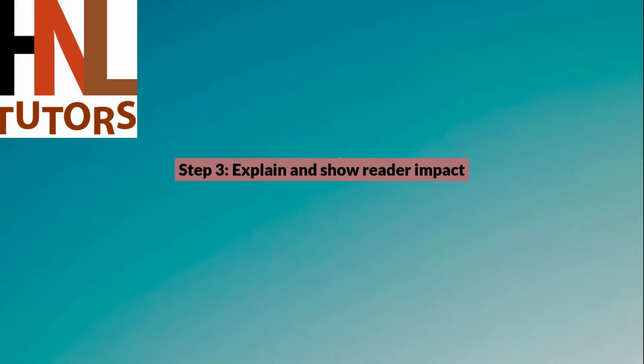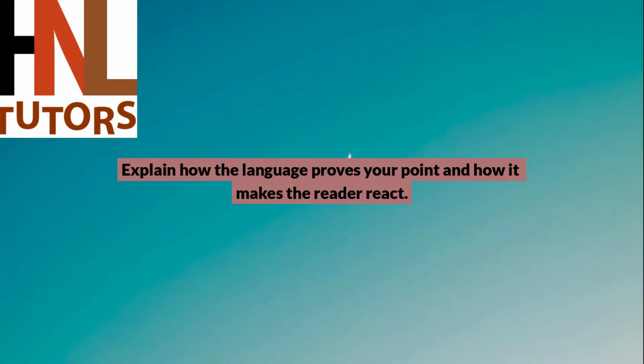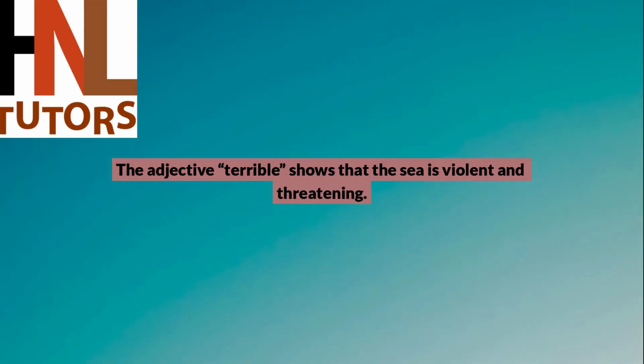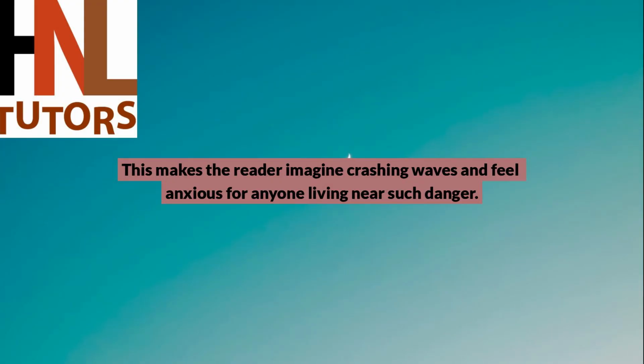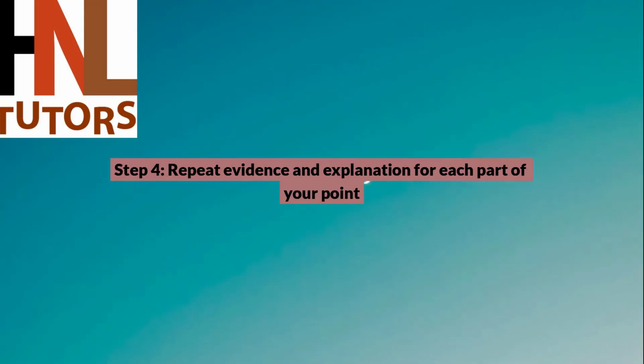Step 3: explain and show reader impact. Explain how the language proves your point and how it makes the reader react. Example: the adjective "terrible" shows that the sea is violent and threatening. This makes the reader imagine crashing waves and feel anxious for anyone living near such danger. Step 4: repeat evidence and explanation for each part of your point.